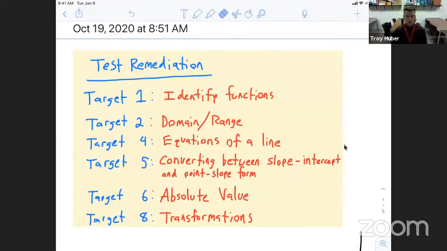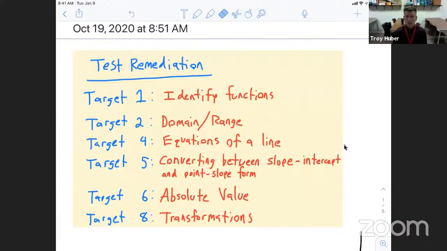All right. Hopefully you can see our test remediation. So I went through and I labeled each of our targets. This is the makeup of our Chapter 2 test. So I'm going to quickly go over each of these targets.